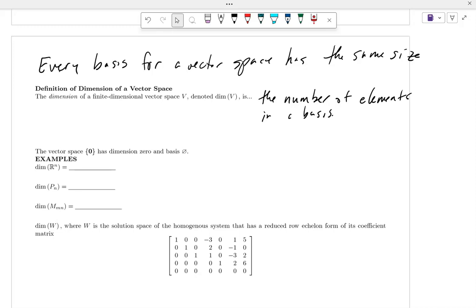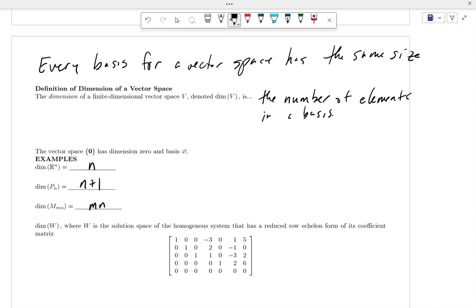All right, how about the other ones? Well, how many elements were in the standard basis for Rn? N. So every single basis has n vectors in it. So what's the dimension going to be? N. Good. What size did our Pn standard basis have? N plus 1. That means every basis has n plus 1 vectors in it. So the dimension is going to be n plus 1. So for Mmn, how many vectors did we have there? M times n. Good.